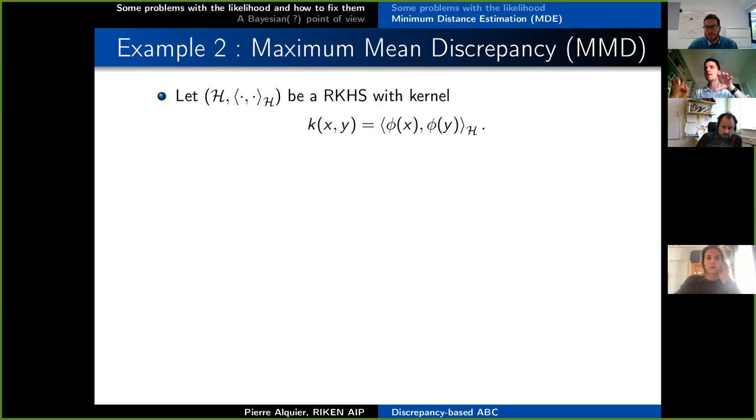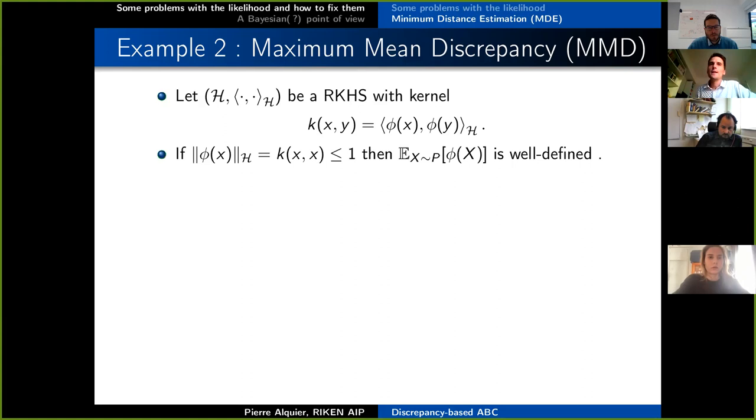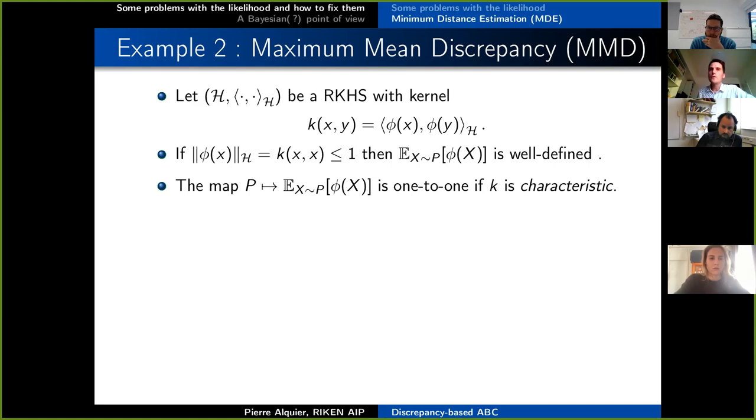And if you do so, it appears that when the kernel is bounded, which is the case of many kernels we use in practice, like the Gaussian kernel, then the expectation of phi of x is well defined for any p. And moreover, there are kernels called characteristic kernels, such that the map that maps p into its expectation in the Hilbert space, the expectation of phi of x, is one-to-one.